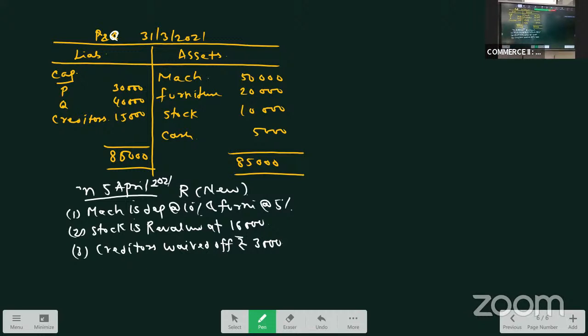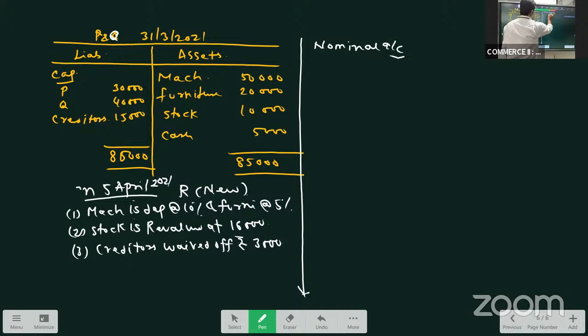I am teaching you how to prepare a revaluation account. Remember, revaluation account is a nominal account. What is the nature of revaluation account? It is a nominal account. What is the rule of nominal account? Debit all expenses and losses, credit all incomes and gains. I repeat, revaluation account being prepared at the time of admission of a partner is a nominal account, and the rule that is applicable to nominal accounts is debit all expenses and losses, credit all incomes and gains.